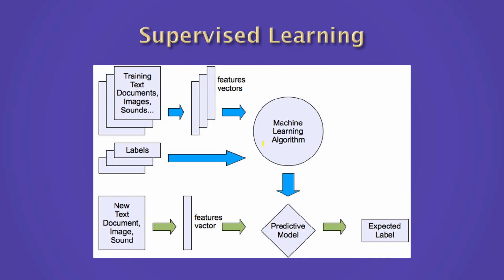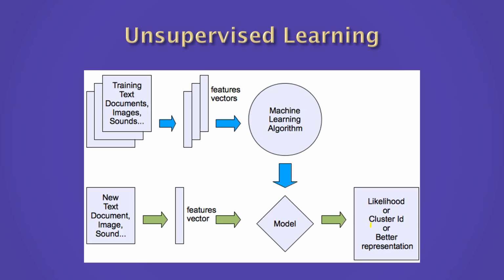So we have to provide the labels and the feature set, everything, to the machine learning algorithm. This machine learning algorithm will produce a model. Based on the model, it can map the data item into one of the respective labels. That is called supervised learning.